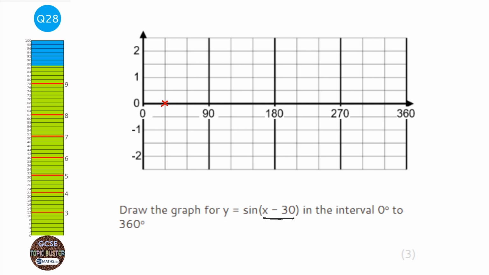Similarly, at this point here, it's 120. We're going to take away 30, which is 90, so sine thinks we're at 90. So all the way along here, sine thinks that we're kind of 30 to the left. And so it will be very similar to a sine wave, but it will just have moved to the right. I'm rubbish at drawing these. That was really poor because that went up too quickly there. And this is kind of a stretched out one. So we're going to go up to here, then we're going to go back down to here.